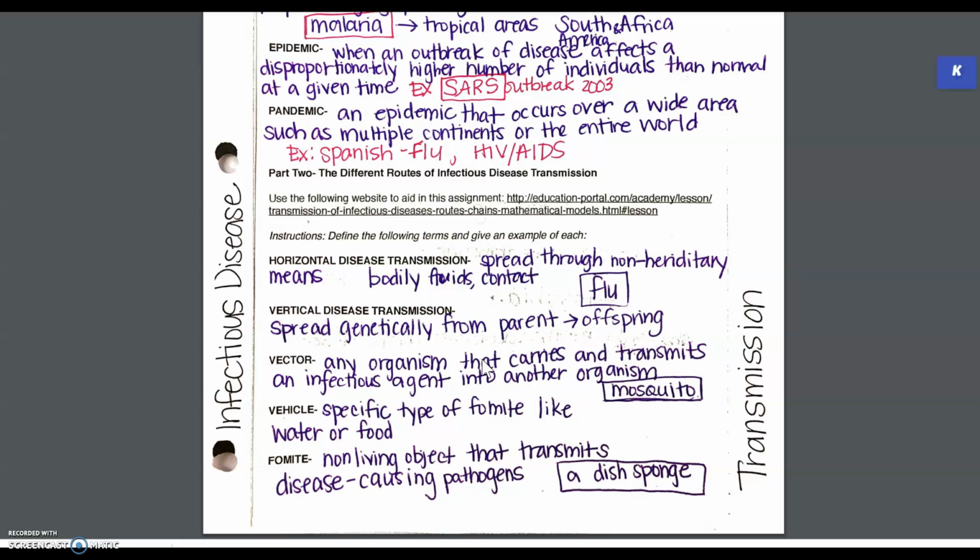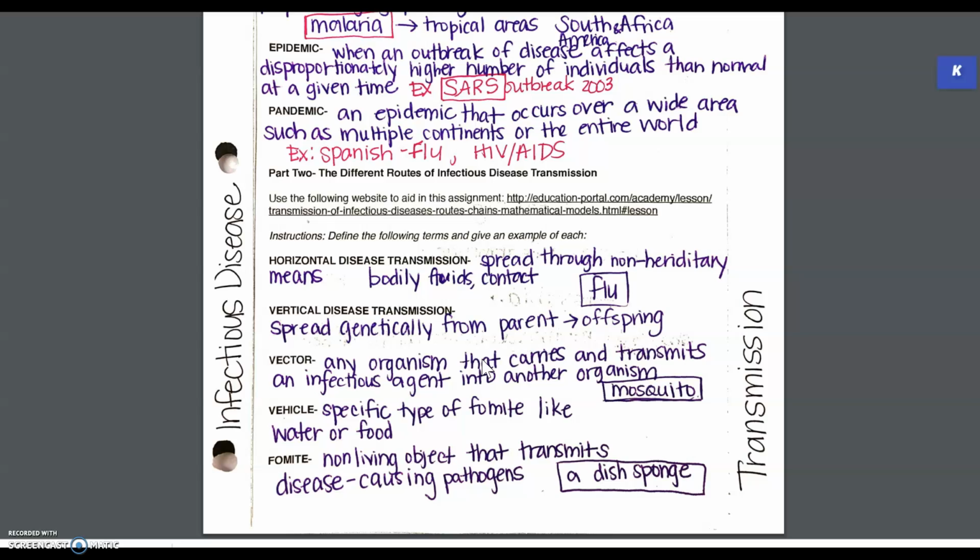So a vector is any organism that can carry and transmit an infectious agent into another organism. So that's a mosquito, a tick, a flea, any kind of animal, like a zoonotic disease, monkeys, bats, those kinds of things. Guess what? You can be a vector too, because you can carry and transmit an infectious agent into another organism as well.